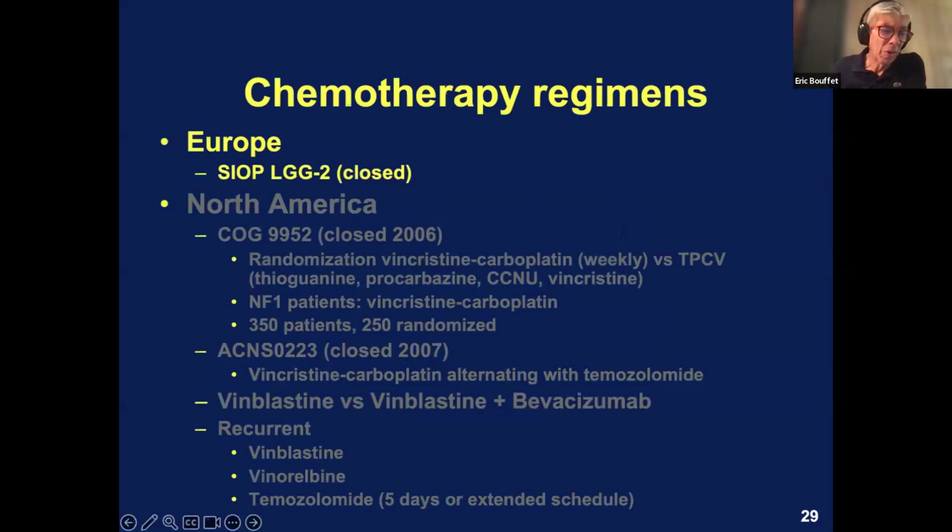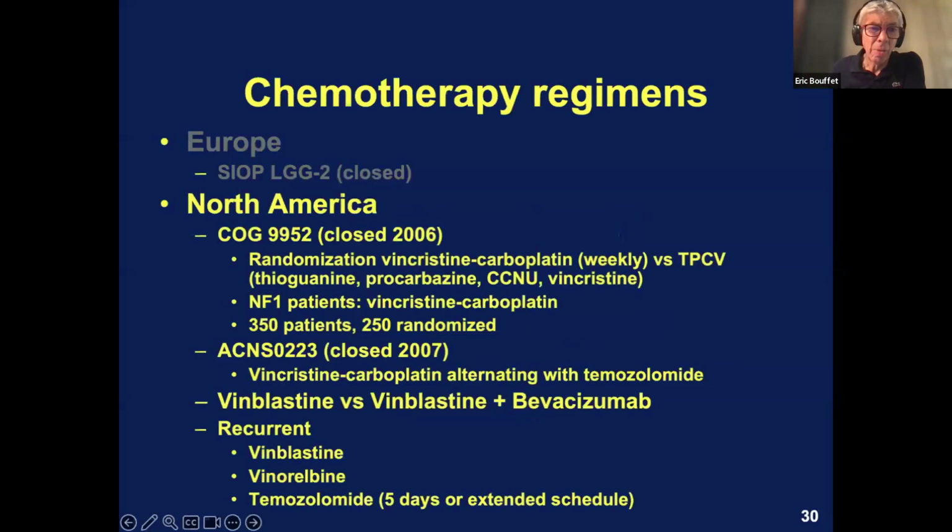There have been quite a few protocols, not very, very many. SIOP LGG2, which was a randomization between vincristine carbo and vincristine carbo etoposide. In North America, there was a study closed a long time ago, 9952, which was TPCV versus vincristine carboplatin. This one with temozolomide. We just finished the randomization of vinblastine plus bevacizumab in Canada and Australia. And in recurrence, there were a few phase 2 studies looking at vinblastine, vinorelbine, or temozolomide.